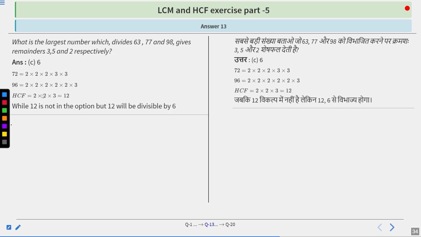So HCF is the number which is common in all the factors. So 2 is common and the least power is square, so 2 into 2. And apart from this, 3 was also common, but the least power was 1. So 2 into 2 into 3, that is 12, is the number. Although the HCF is 12, 12 is not in the options. That means a factor of 12, that is 6, can be the answer. So option number C is the correct answer.